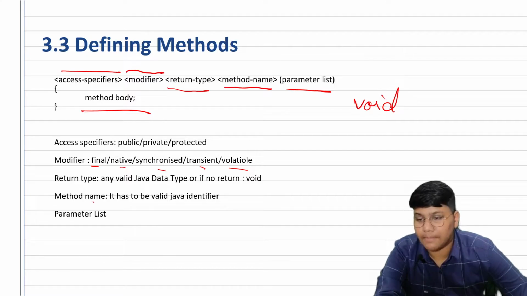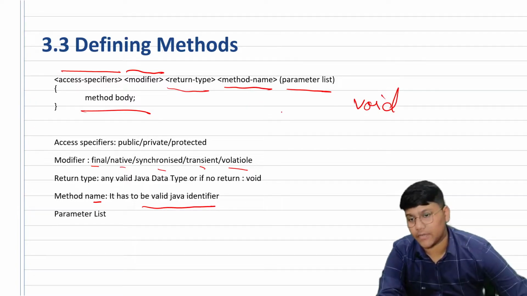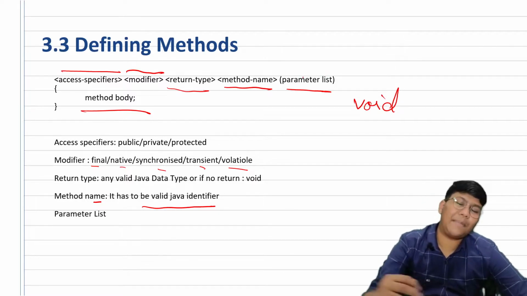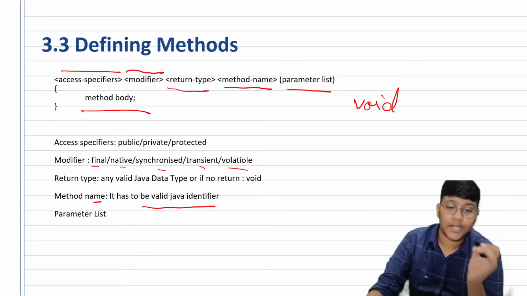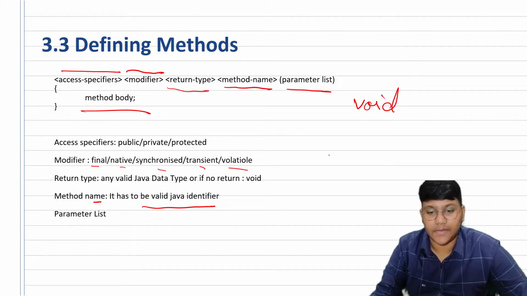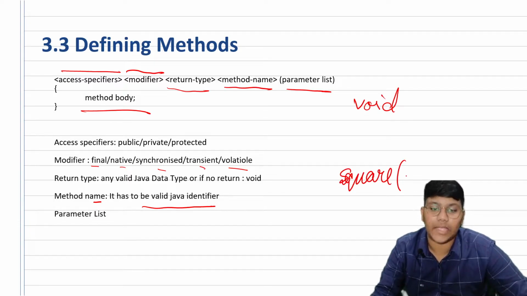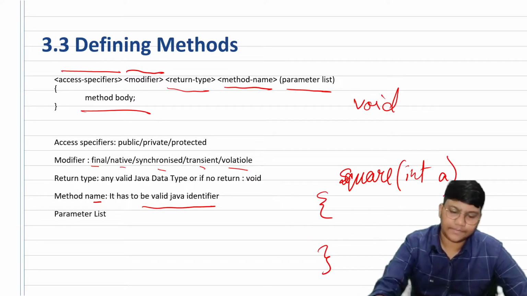Then comes the method name. It is a valid Java identifier. We have discussed what identifiers are, so it's easy. Parameter list. The parameter list is the list of parameters you require to do the function. Okay, for example, as we were discussing square, you need to take a number. So int a, you need to input a value of a to square it.